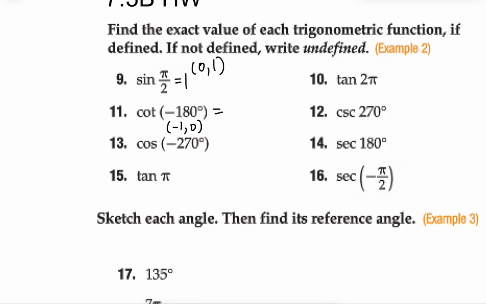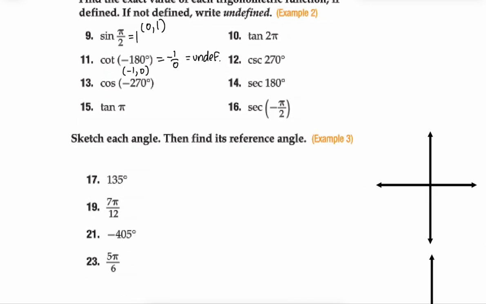Tangent is y over x. So cotangent is the x over the y. It's negative 1 over 0, which is undefined. Okay, so that's what I want to see. What point did you land at? Then do the value. What point did you land at for all of these? And then do the value. Except for 17, 19, 21, and 23, please just sketch the angle and find the reference over on the side.